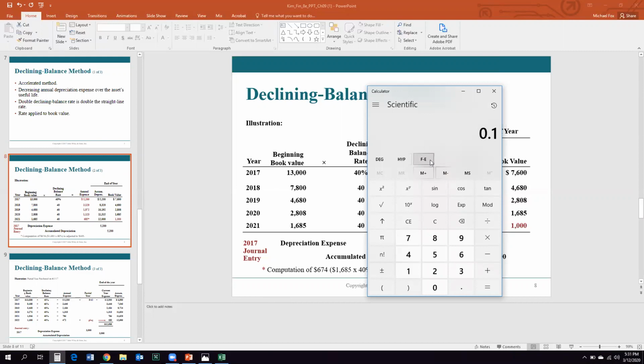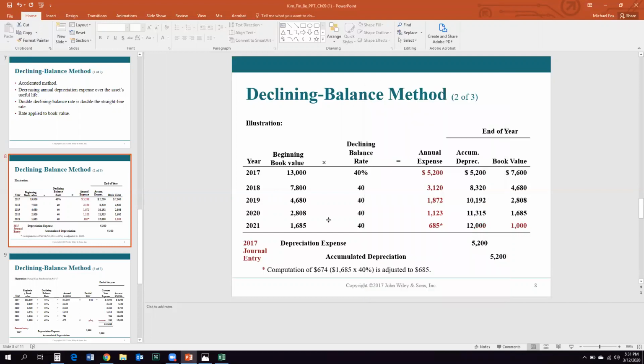So you just double that for declining. For straight line, it's 1 divided by the useful life in years, and then for declining balance, we're going to double that. And then the rate remains the same? Correct. The rate remains the same throughout the process.